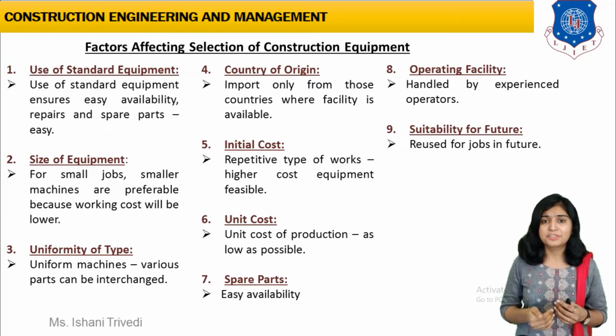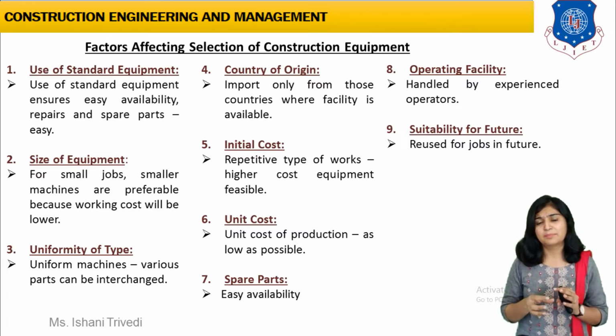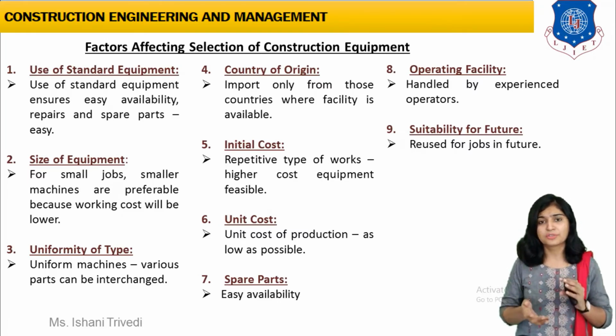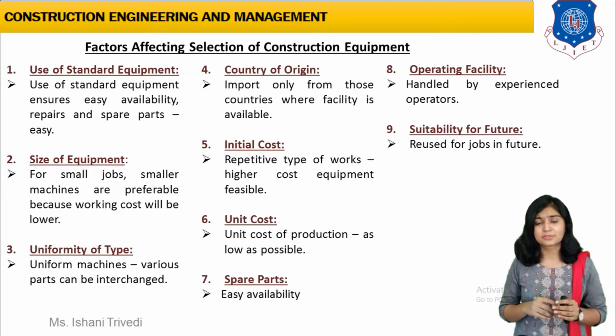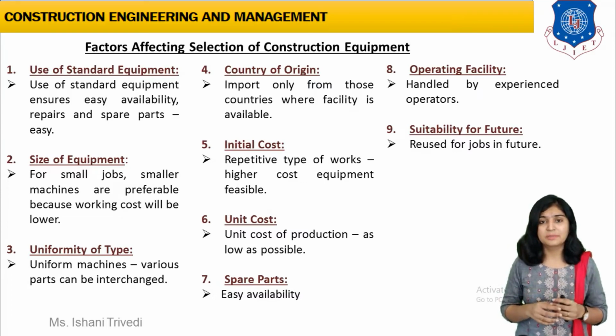Next, you have uniformity of type. Uniformity means that you can interchange the parts of the equipment. If you have bulldozers, cranes, excavators, it should be such that the parts can be interchanged within themselves, so that you do not have to have extra cost for different parts. So that is uniform machines.